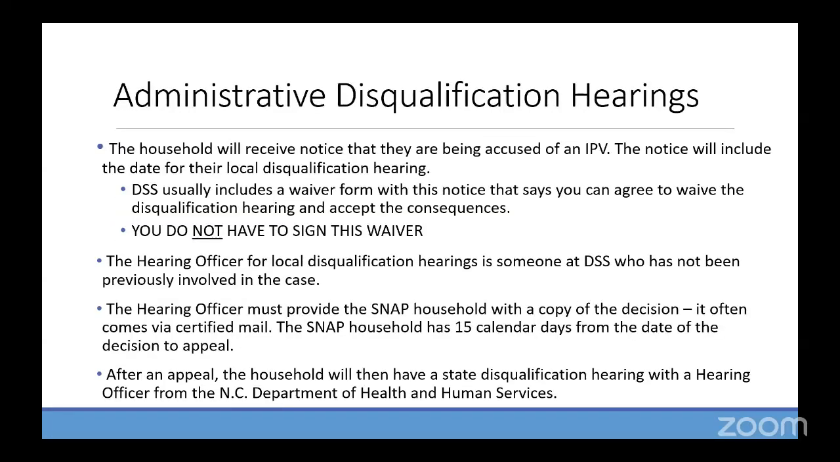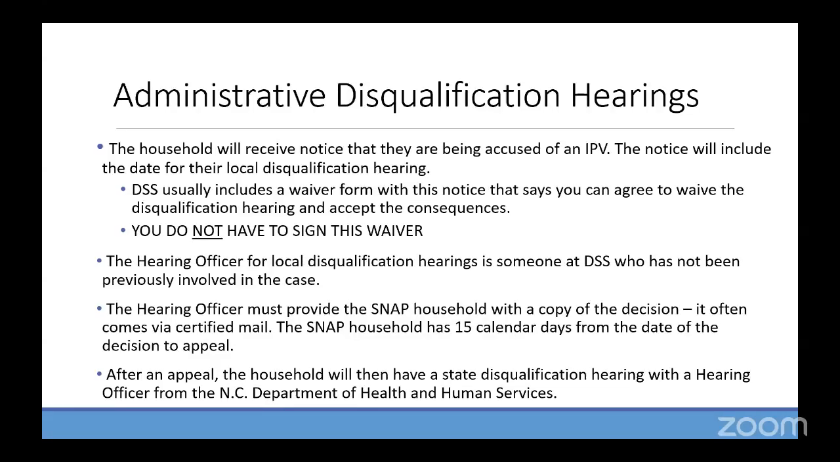If DSS believes the household has committed an intentional program violation, they'll receive notice from DSS, and that notice will tell them the date for their local disqualification hearing. DSS usually includes a waiver form with this notice that says that you can just agree to waive the disqualification hearing and accept the consequences if you want to, instead of going to the hearing. But keep in mind that you do not have to sign this waiver. It's your choice whether to sign it or not, but definitely make sure that you understand all of the consequences of signing the waiver before you do so.